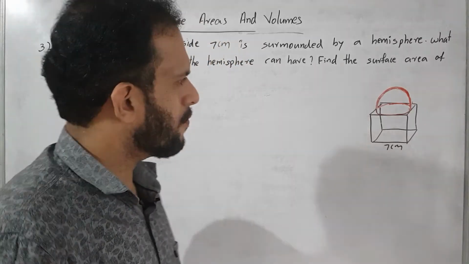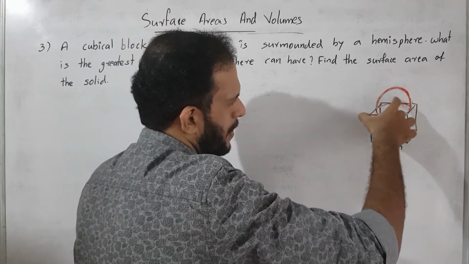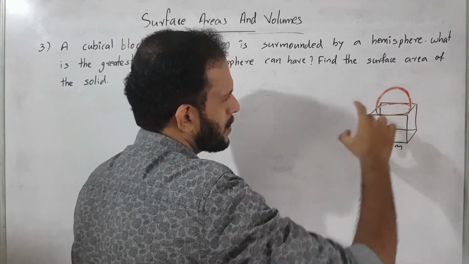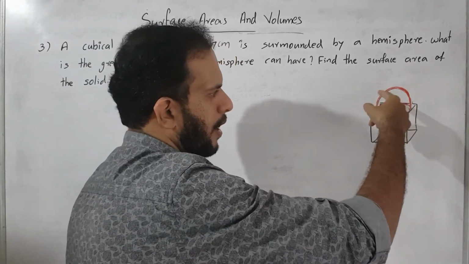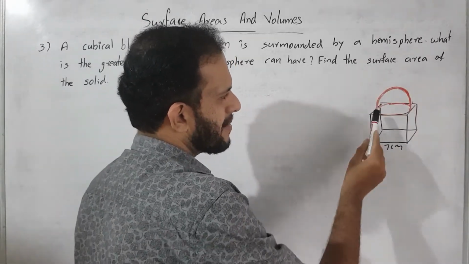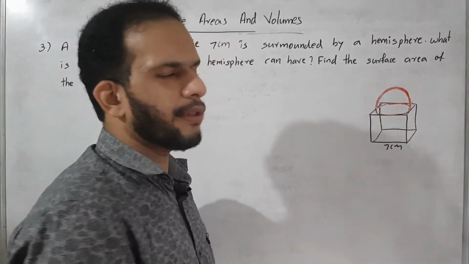Okay, then if we cover one base face of a cube by the base face of a hemisphere, it's not possible to cover exactly. Some edges are remaining. The edges are remaining. The corner portion is remaining there.